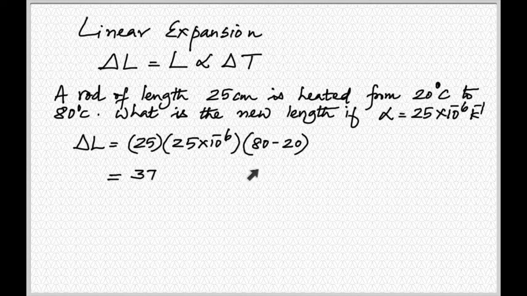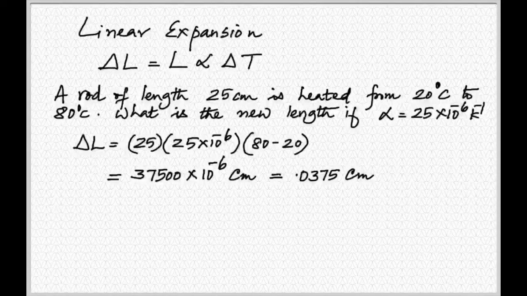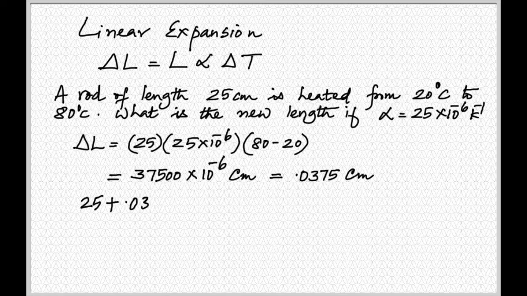And 80 minus 20 is the change in temperature, so we get 37,500 times 10 to the negative 6, which is 0.0375 centimeters. Now that is the change in length. So if we wanted to find the new length, then we would have to add 25 with 0.0375, which will give us 25.0375 centimeters as the new length.